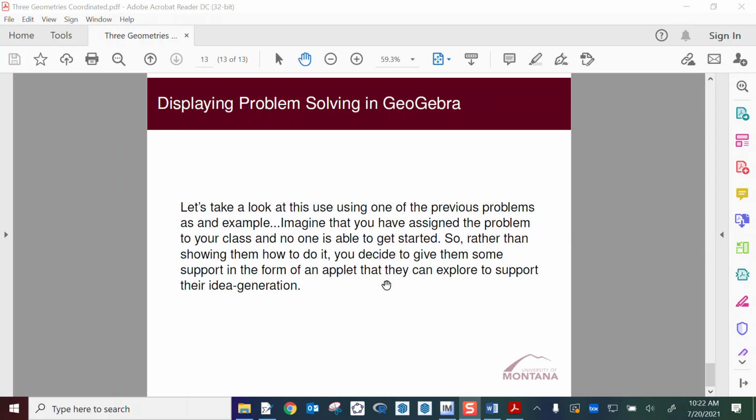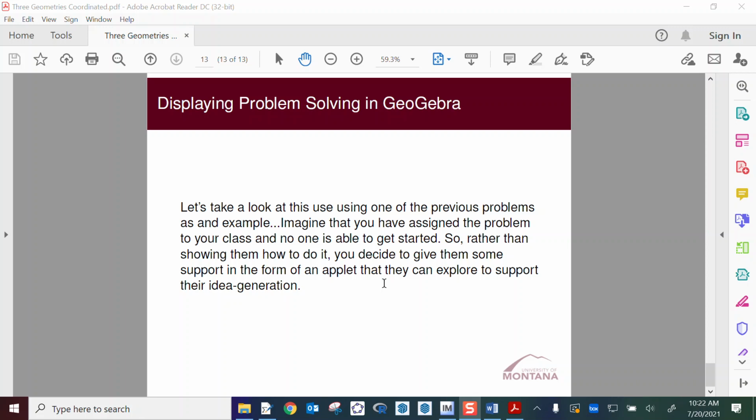So rather than showing them how to do it, you decide to give them some support in the form of an applet that they can explore to support their idea generation. So I hope that gives you, oftentimes with problem solving, kids just have a hard time getting off the ground. I don't know what to do, right? They've been oftentimes taught mathematics in a way where the example problem tells them what to do, and of course problem solving by definition has no example problem. One of my colleagues used to say that problem solving is what you do when you don't know what to do.